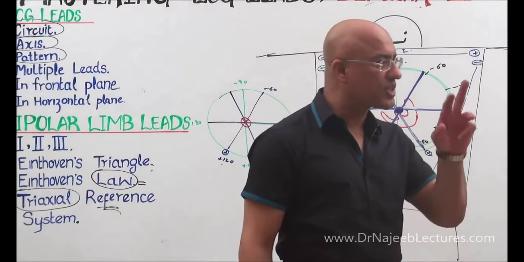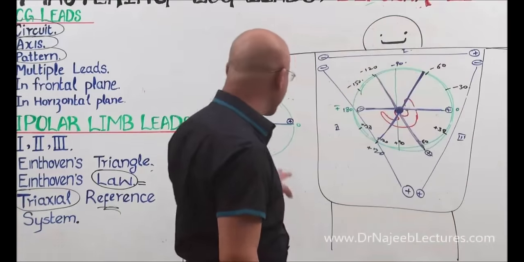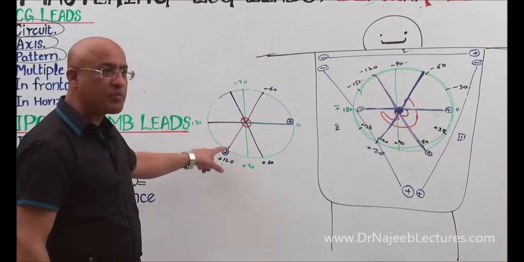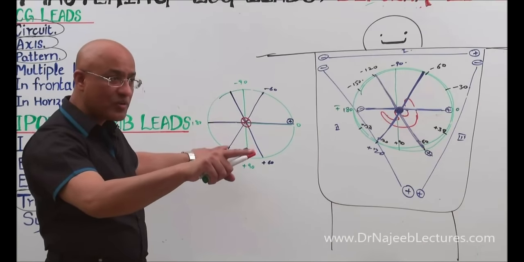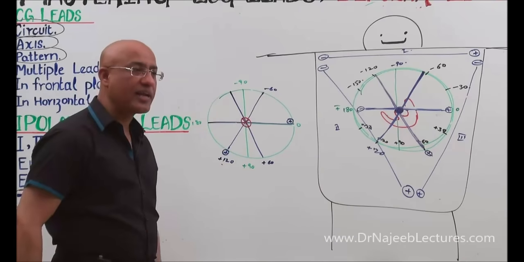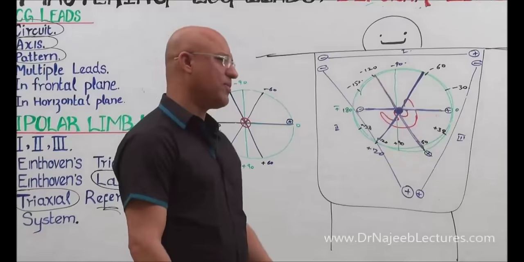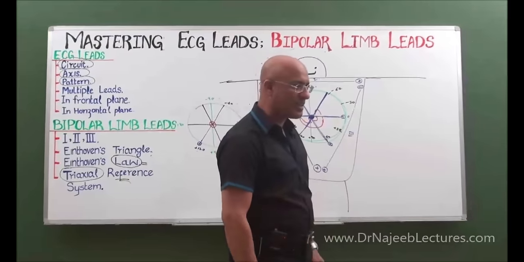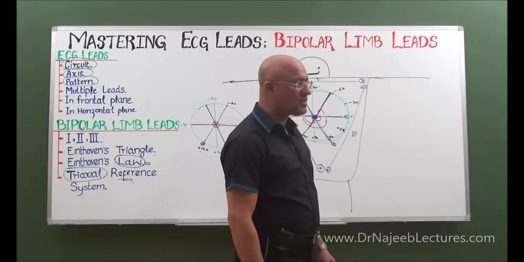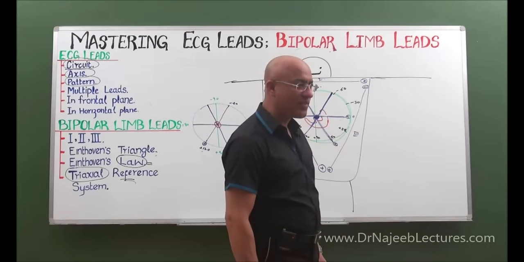But actually, in the frontal plane, when we truly record the electrical activity of the heart, we want to record not only from three angles. These three angles made by bipolar limb lead 1, 2, 3, they were made by whom? Mr. Einthoven made them. After that, another doctor came. He said, no, I want to put more angles. I want to put more boys there to look at that sexy hot girl, how she is moving.